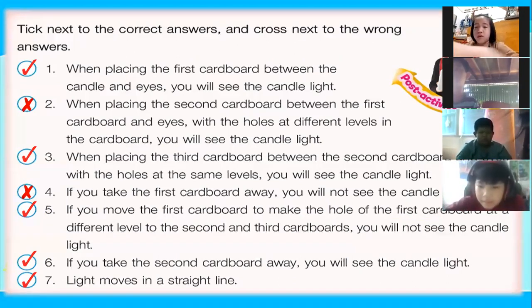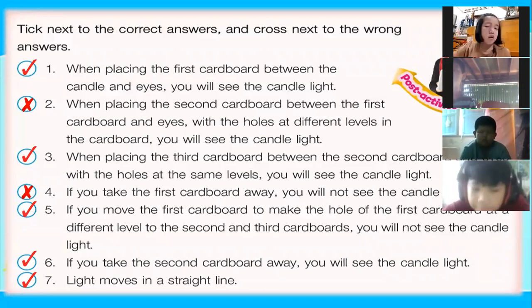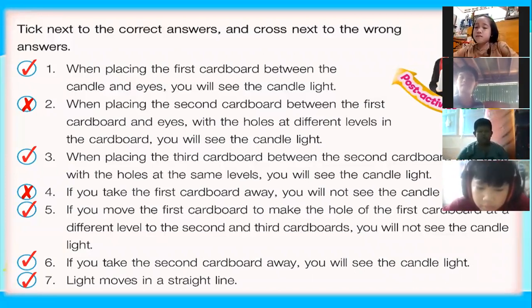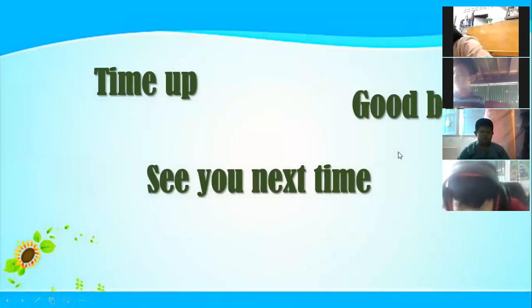What is the conclusion of this whole experiment? The conclusion is very simple: light goes through in a straight line. Okay, students, so this is all for today's science subject.